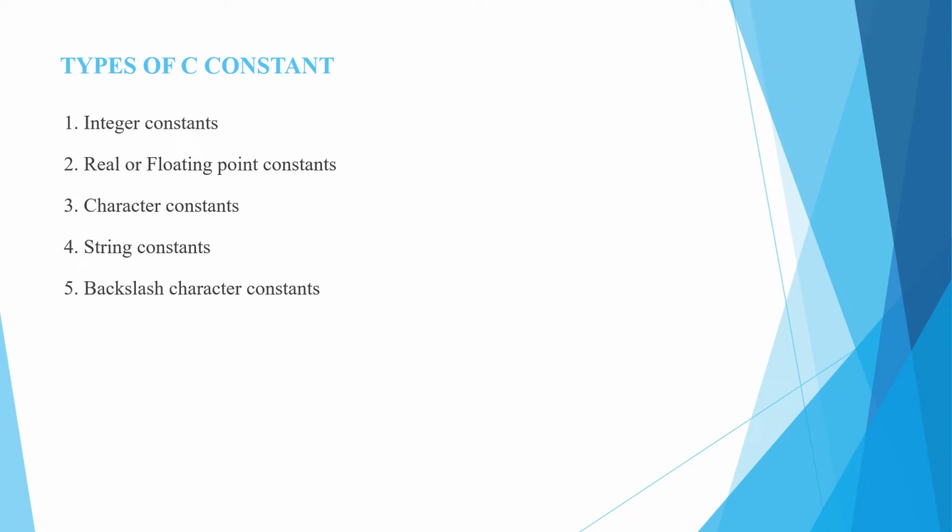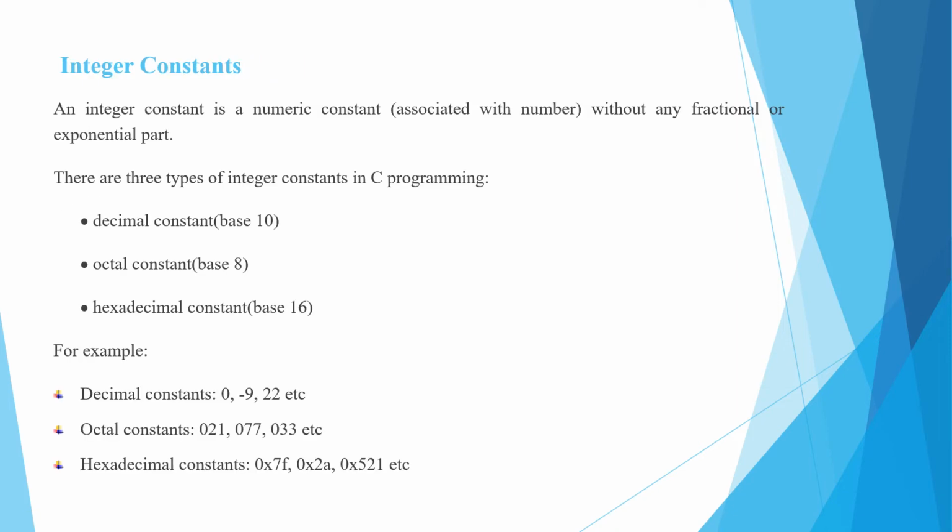Types of constants. There are 5 different types of constants: integer constants, real or floating point constants, character constants, string constants, and backslash character constants. These are the 5 different types of constants.